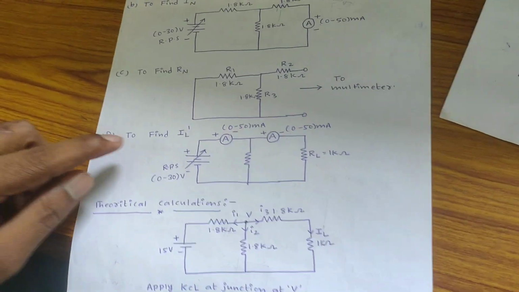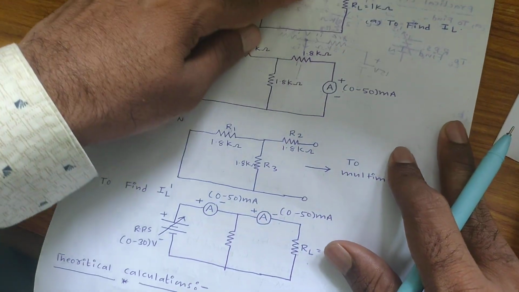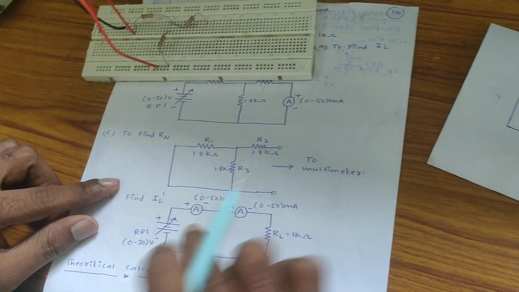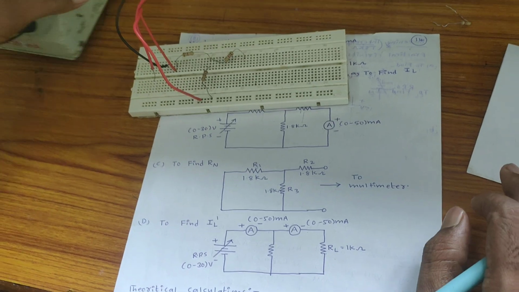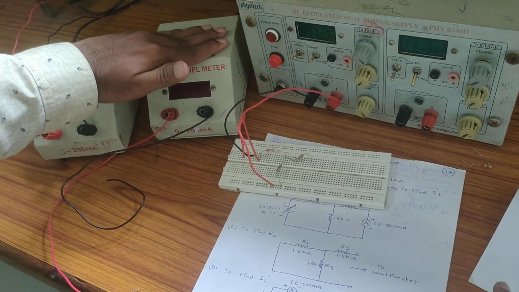Next I need to calculate load current. This current should be equal to the first current. This is from Norton's equivalent circuit. Now I need to connect this circuit diagram. For this circuit diagram I need two ammeters, right? This is the first ammeter, this one is the second ammeter.